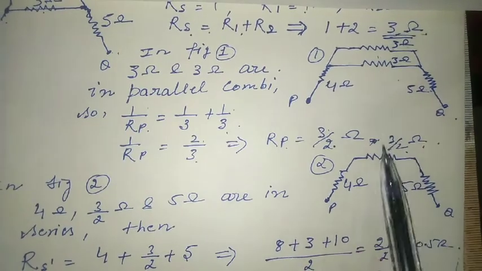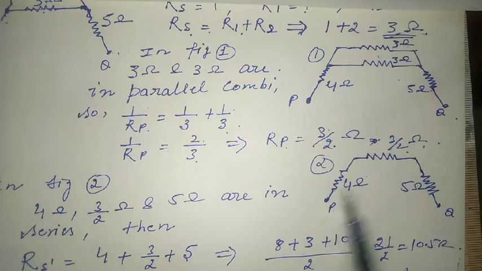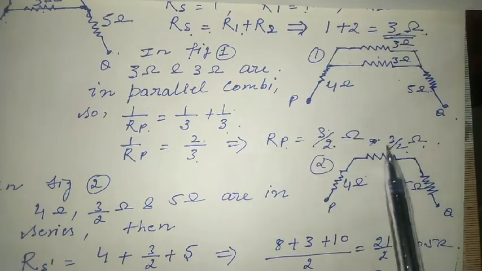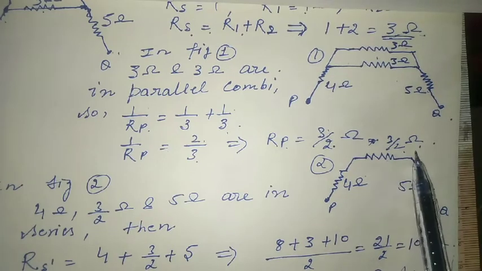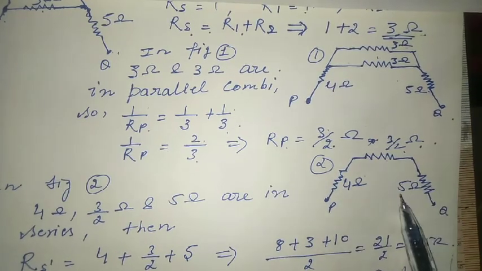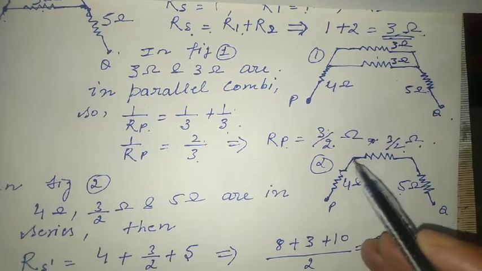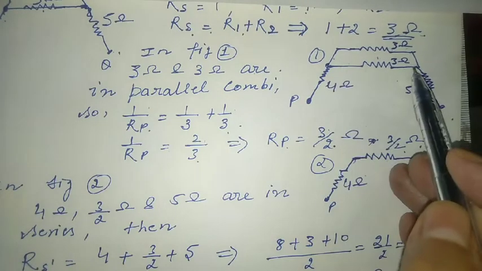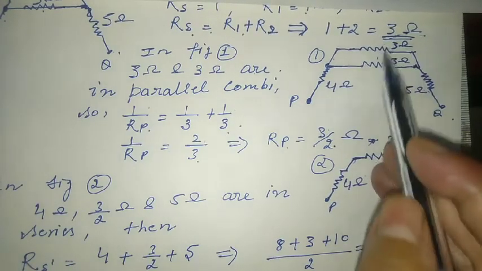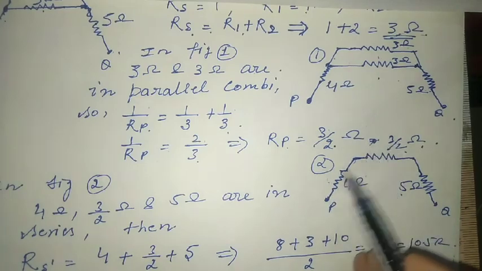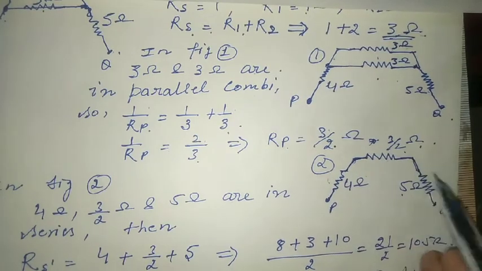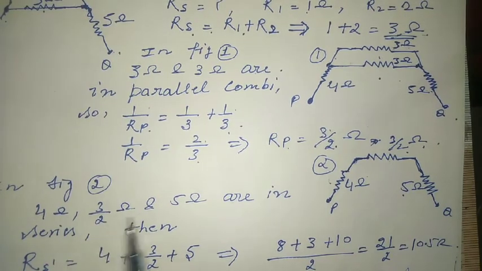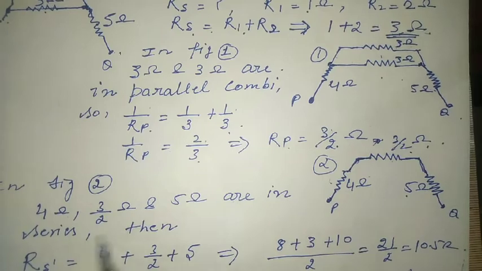Now this total of these two is converted into 3 by 2 ohm. So this circuit changes to this one. This is 4 ohm as it is, 5 ohm as it is, and the combination of these two is Rp, 3 upon 2 ohm. Now these three are connected again in series because they are connected end to end. Earlier, both ends of the resistances were connected at one point and the other ends at the other point, so those were in parallel combination. Now these three are connected end to end, so the 4 ohm, 3 by 2 ohm and 5 ohm are all in series combination.